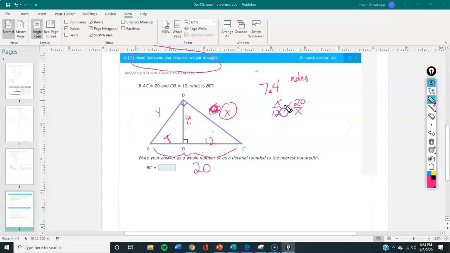Alright? And I cross multiply and I get x squared equals 240. And I square root both sides and I get x equals whatever square root of 240 is. I got 4 root 15. That's not helpful. I wanted a decimal. Alright, well you guys can, I don't know what that is. Square root 240, of course.